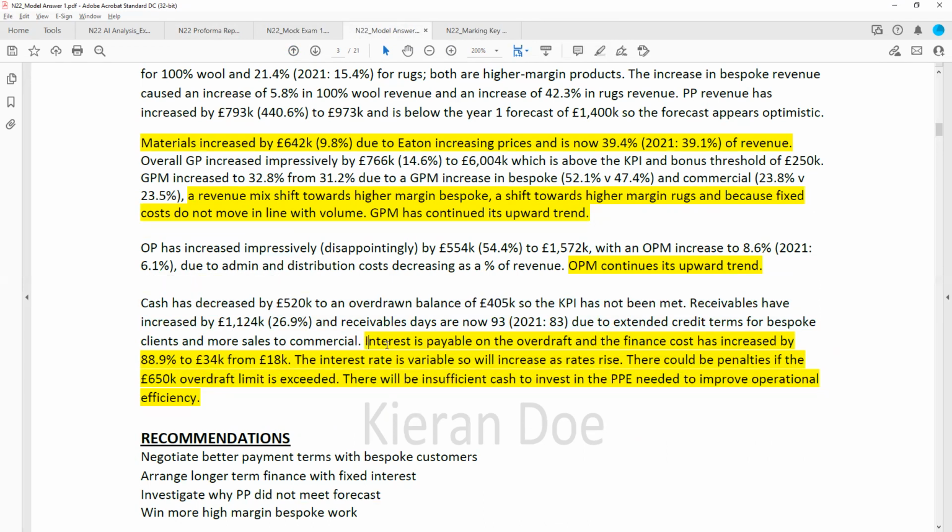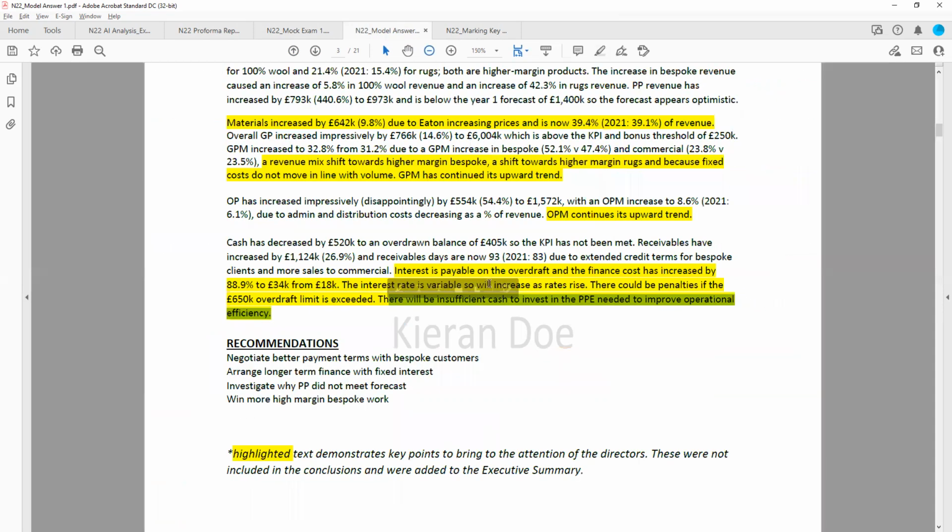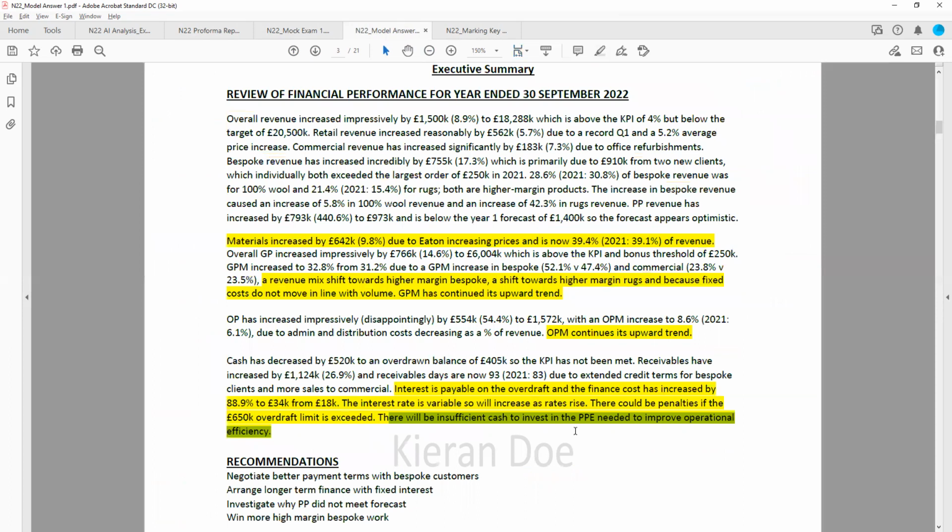So points like interest is payable. So the implications on the business, interest is payable and the interest rate is variable. So it could go up even more. There could also be penalties as well. And there's insufficient cash to invest in PPE. So these are all things, this is a big picture issue for the directors, because this is saying you're not going to have enough to invest in PPE. You're going to incur more finance costs as well because of this cash position.